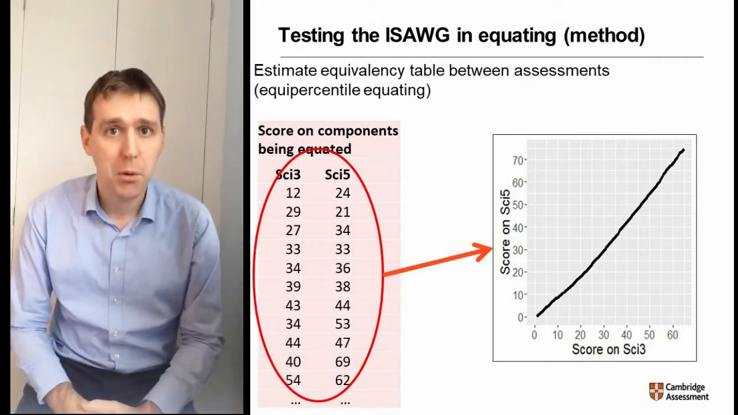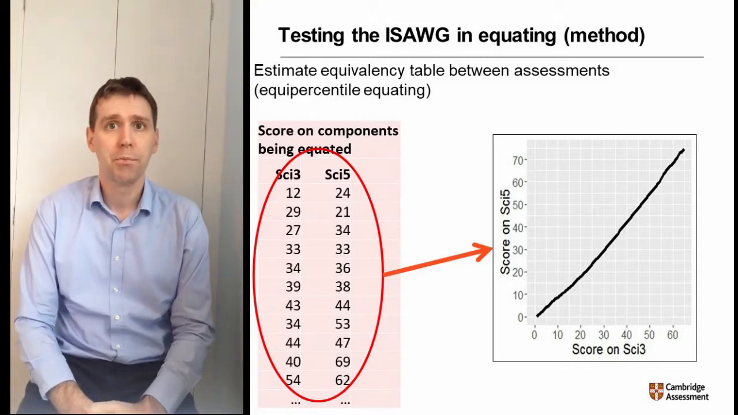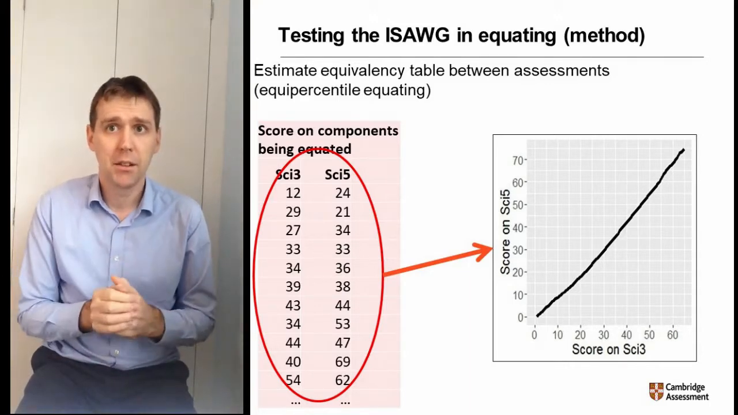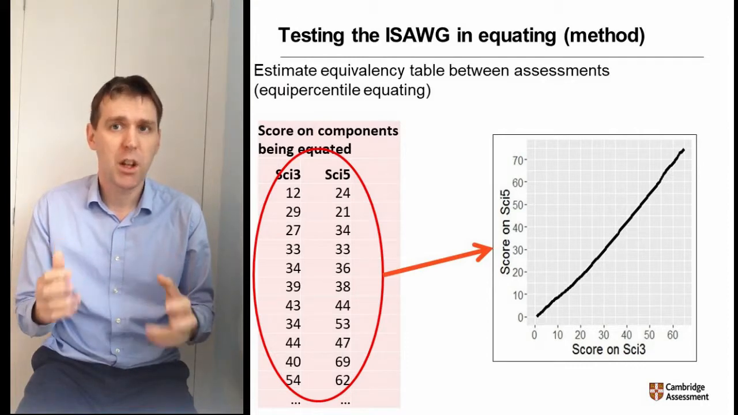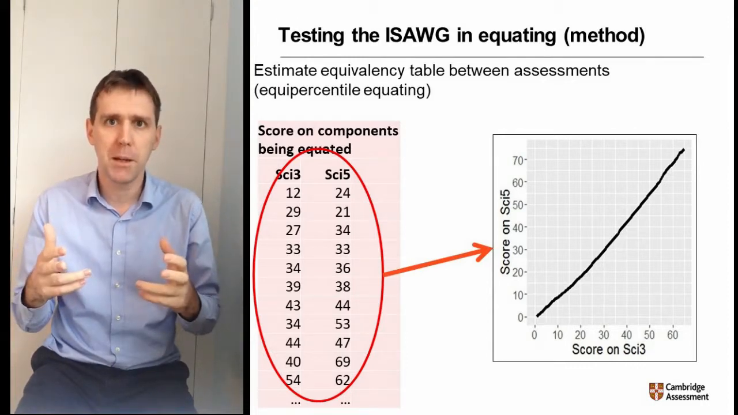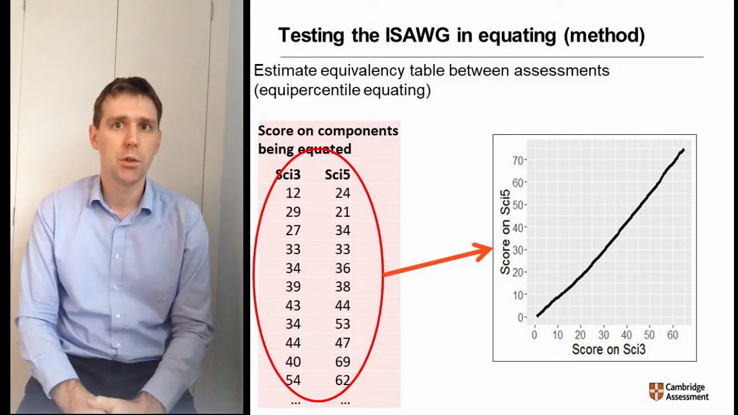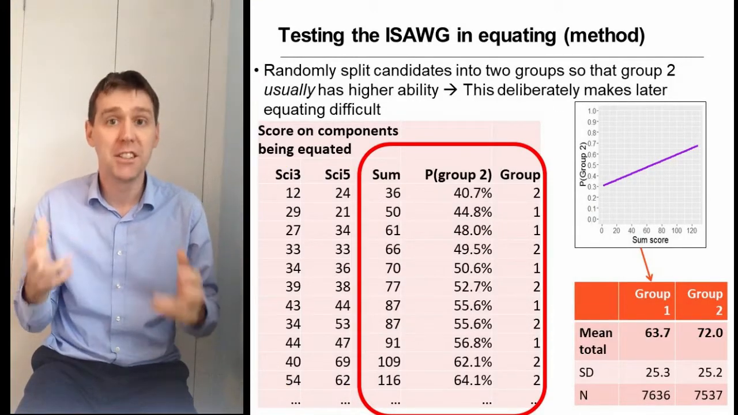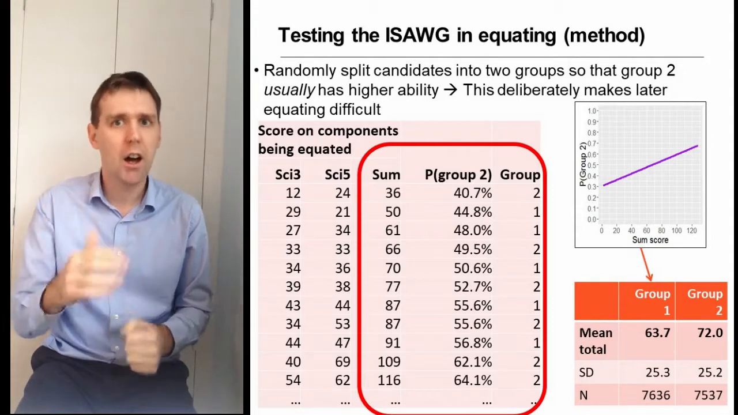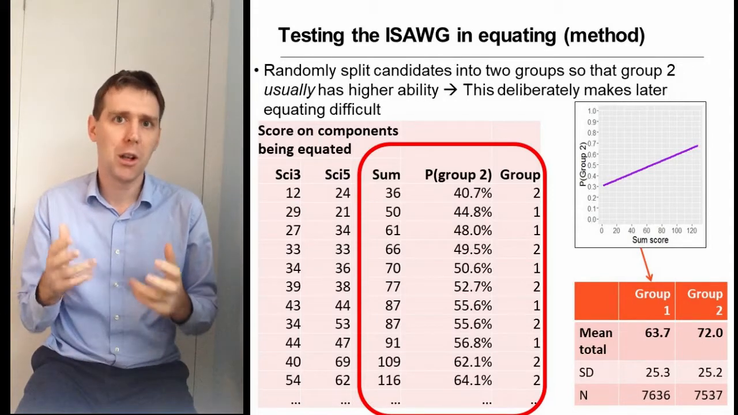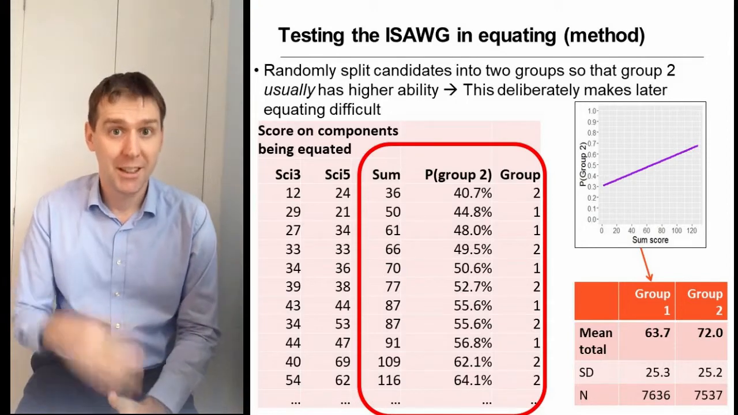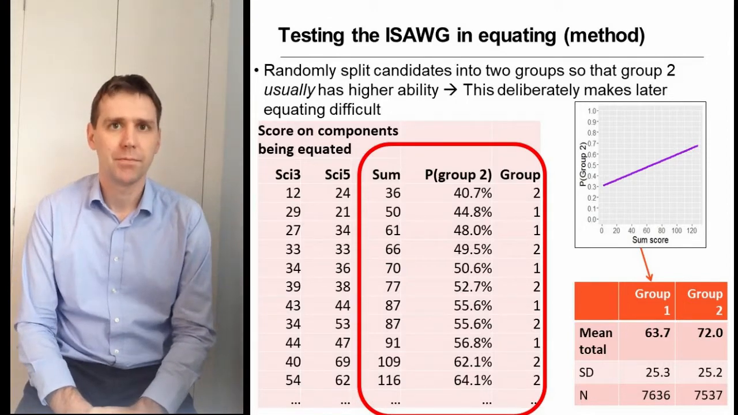Now that was easy because both tests were taken by the same people. But what I want to see is whether I could reproduce that mapping between Science 3 and Science 5 if they were done by different groups of people. So I'm going to split my students into two groups. And to give myself a tough challenge, I'm not just going to do it at random. I'm going to deliberately set it up so that high ability students are more likely to be in group 2, that's going to be the group who are taking Science 5.